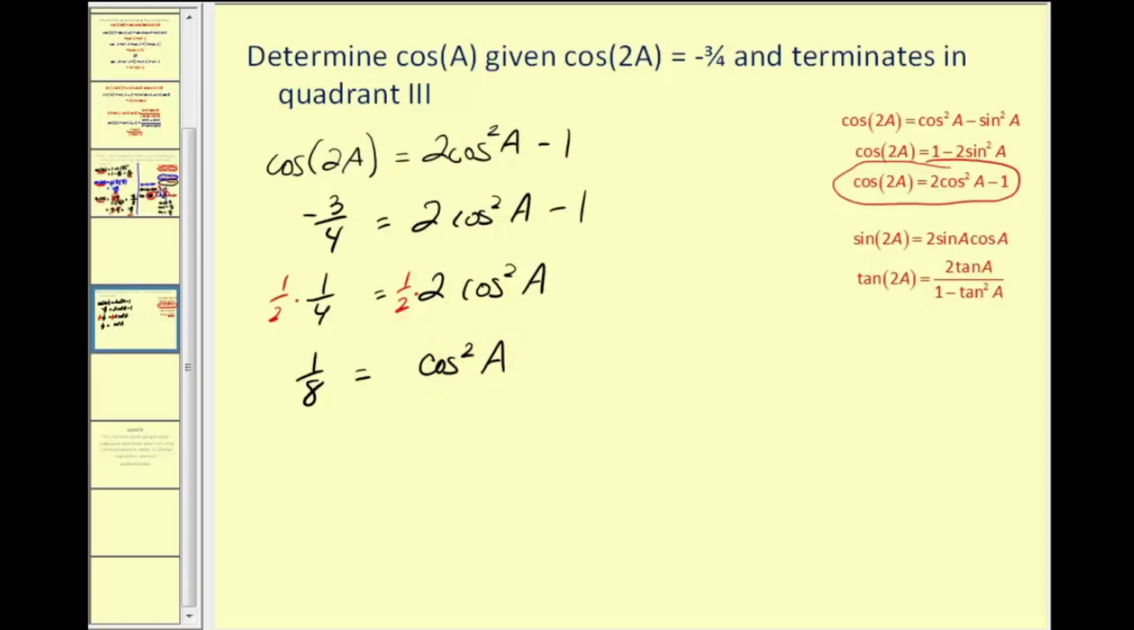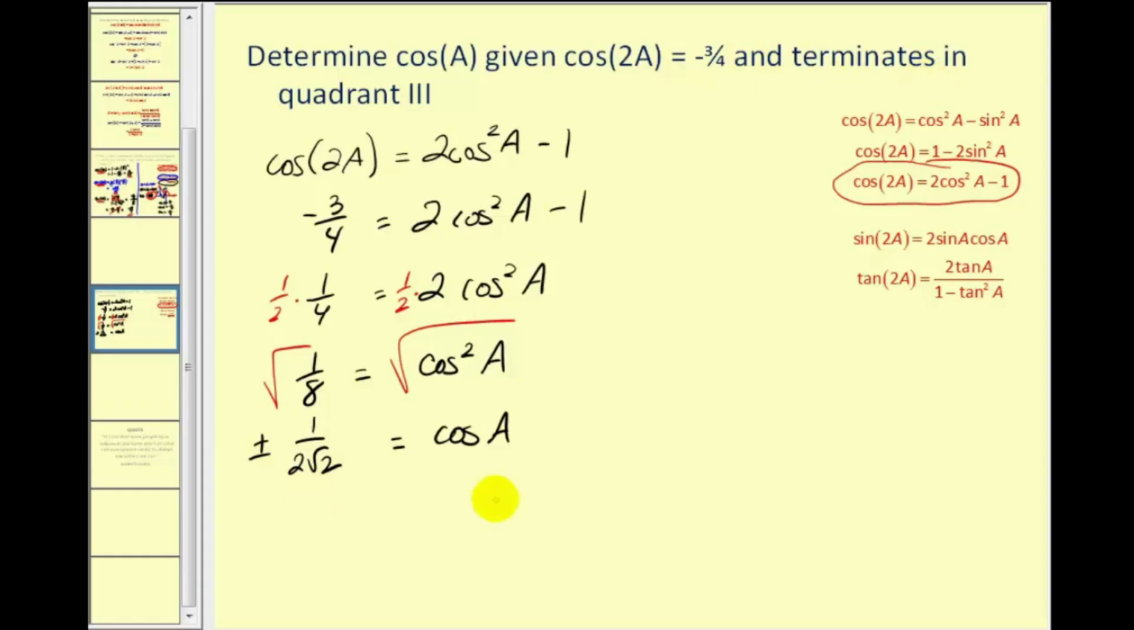Now we can take the square root of both sides. This will give us cosine of angle A is equal to plus or minus the square root of 1, which is 1, over the square root of 8, which simplifies to 2 square root 2. Now notice we're going to have to determine whether it's going to be a positive or negative value for cosine A. So let's go back to the problem.